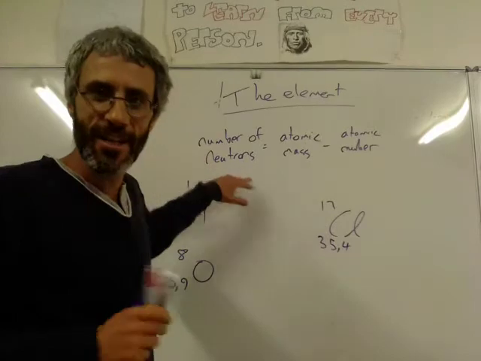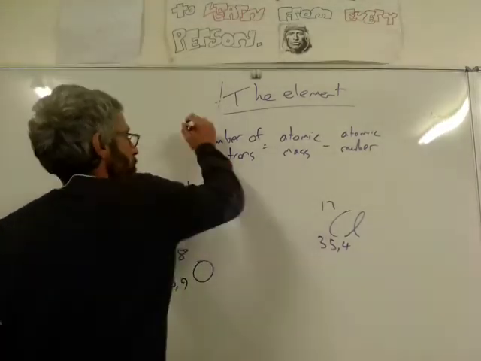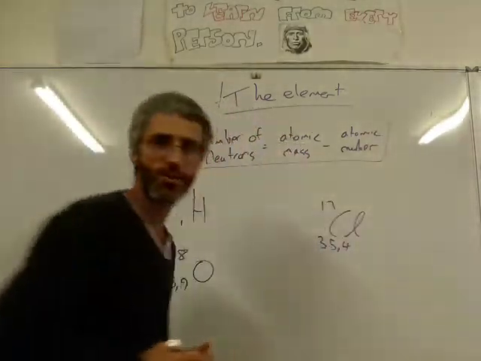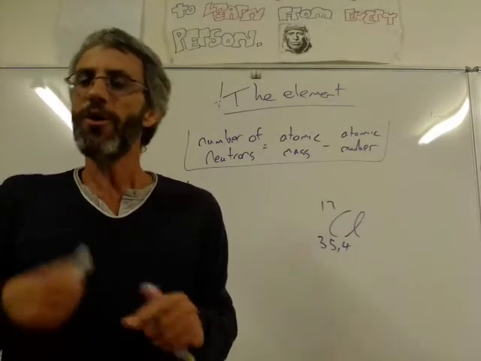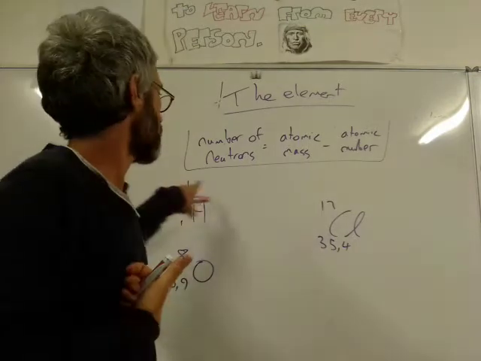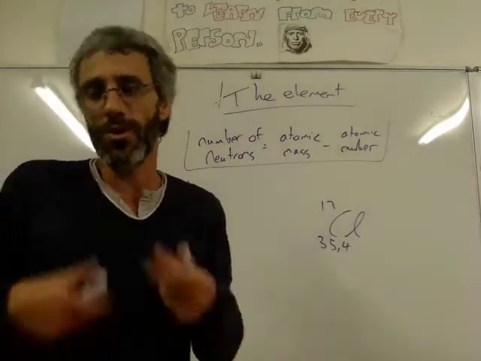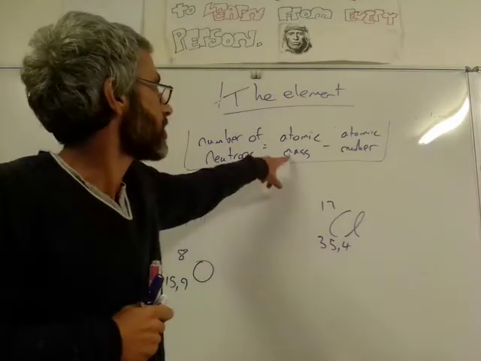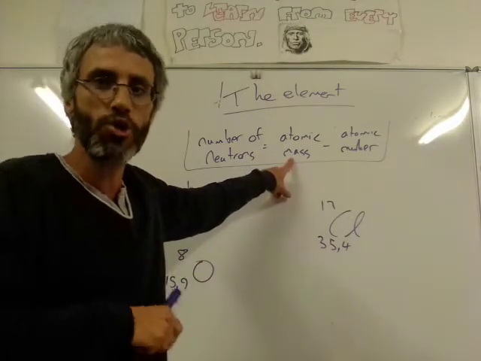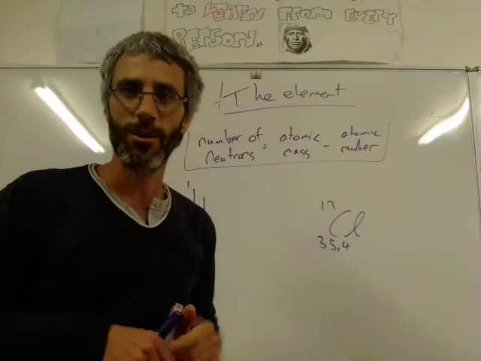So I've written it. I think this is a really important one for you guys to write, because that's the trickiest bit here. If you want to know the number of protons, you just need to look at the atomic number. That tells you how many protons and also how many electrons there are. If you want to know how many neutrons there are, you need to take the atomic mass and subtract from it the atomic number. Write it down, guys.